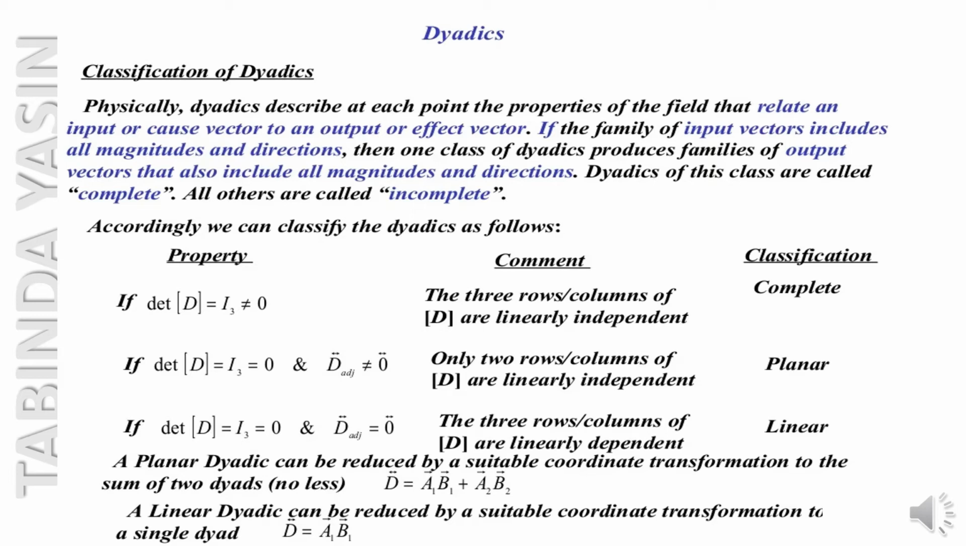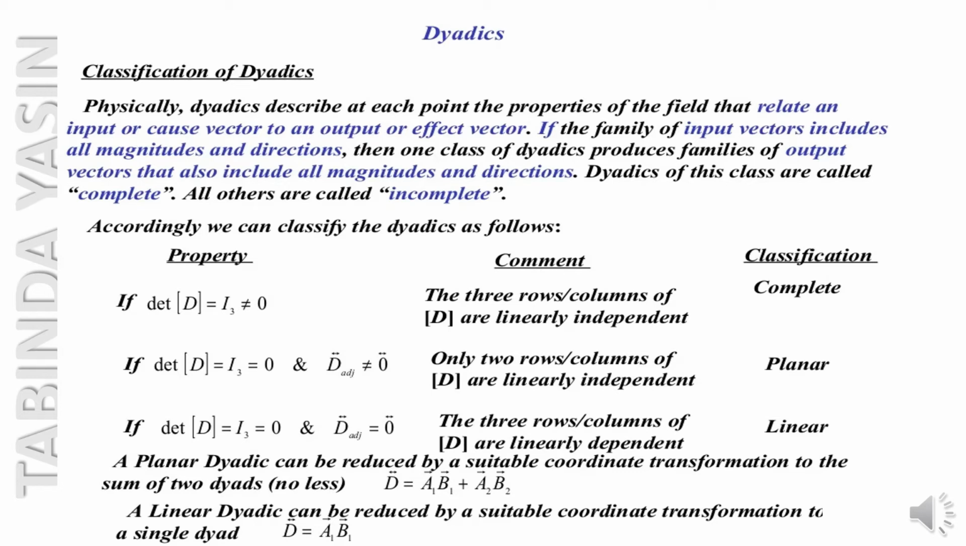Accordingly, we can classify the dyadics as follows. The first property is that the determinant of D, I3, is not equal to 0. The three rows or columns of D are linearly independent, that is complete. If I3 is equal to 0 and the adjoint of D is not equal to the zero dyadic, only two rows or columns of D are linearly independent, that is planar. If I3 is equal to 0 and the adjoint of D is equal to the zero dyadic, then only one row or column of D is linearly independent, that is linear.